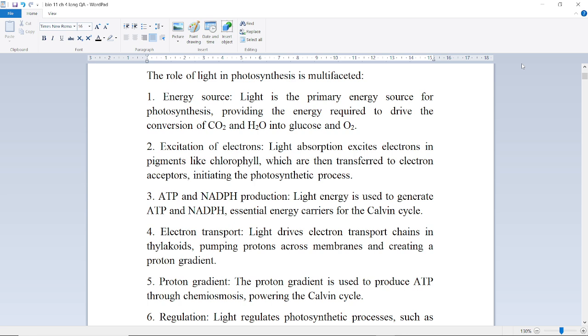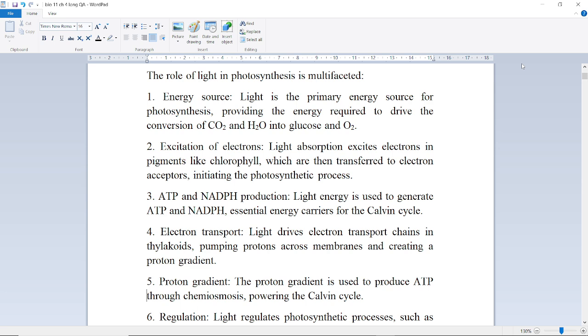Energy source. Light is the primary energy source for photosynthesis, providing the energy required to drive the conversion of carbon dioxide and water into glucose and oxygen. Excitation of electrons. Light absorption excites electrons in pigments like chlorophyll, which are then transferred to electron acceptors, initiating the photosynthetic process. ATP and NADPH production. Light energy is used to generate ATP and NADPH, essential energy carriers for the Calvin cycle.